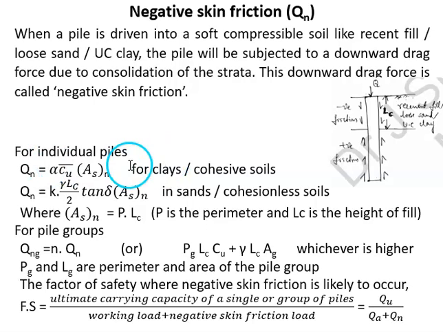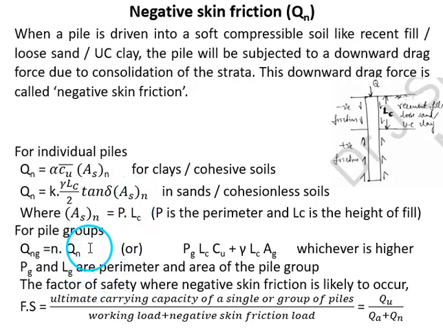So for single piles, negative skin friction equals alpha into Cu bar into As into N, where alpha is the adhesion factor, Cu bar is the average cohesion, and Asn is the surface area of the pile in the negative zone. And if it is sandy soil, then negative skin friction equals K into gamma Lc by 2 into tan delta into As into N. So this is nothing but frictional resistance in the negative zone.